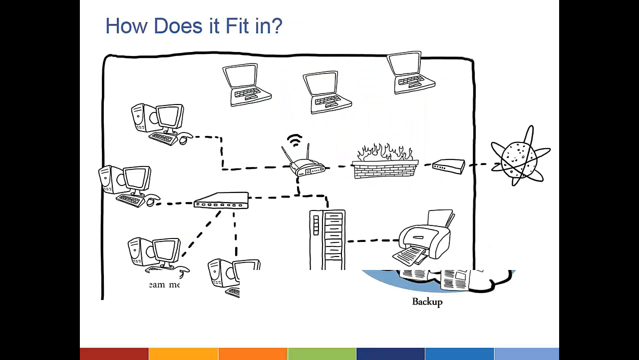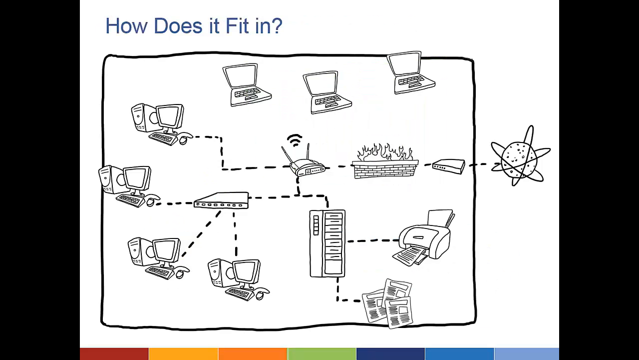So how does file sharing fit in? Well, we're looking at a very basic network diagram. If we start from the far right where you see the planet, that's the internet. As we come inside the rectangle, you see the bricks with the fire. That's your firewall, which is protecting you from the internet and setting up rules.